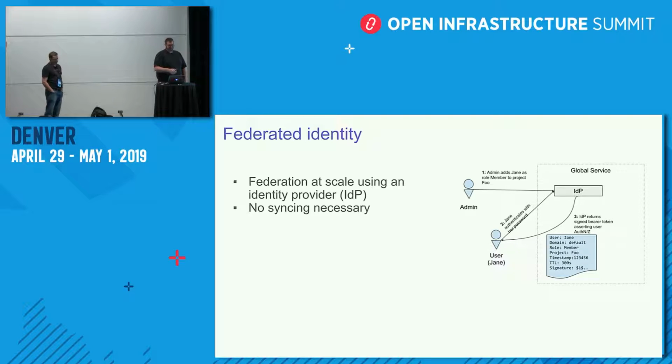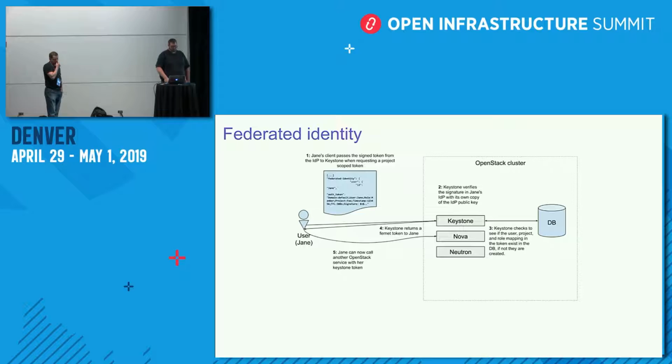And so in this case, user Jane, she calls the IDP, she gets her token. She then goes and calls OpenStack with that token. She would call Keystone in the large data center side or even the medium side and request to create an instance. Keystone would validate her token and, on the fly, as it validates her token, would look at the token and say, I see it's user Jane for role member in project foo.